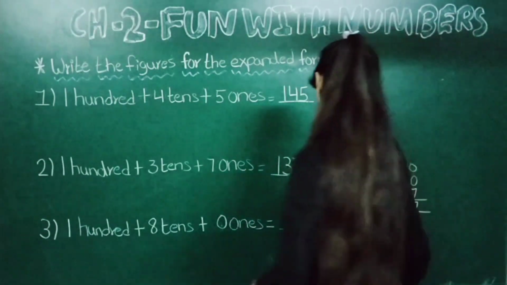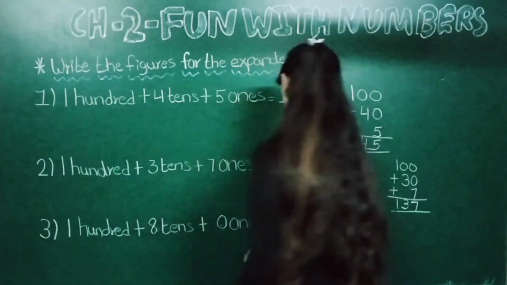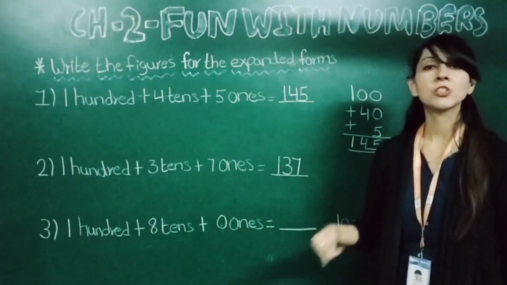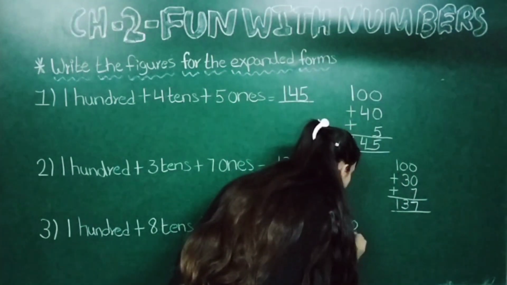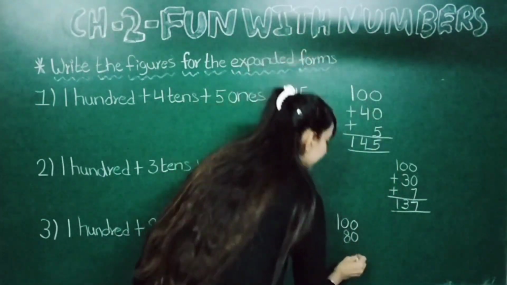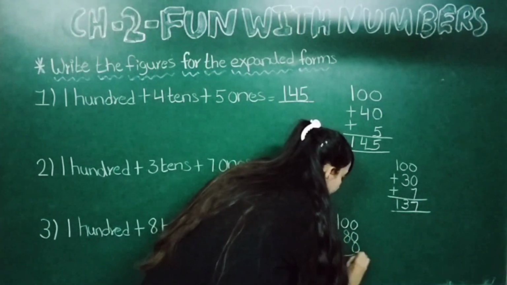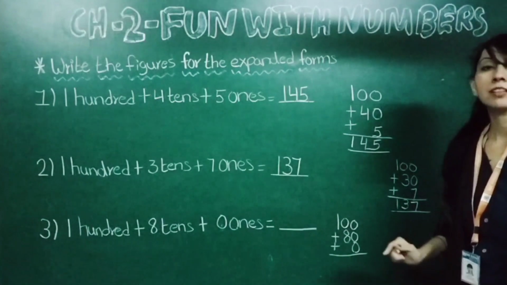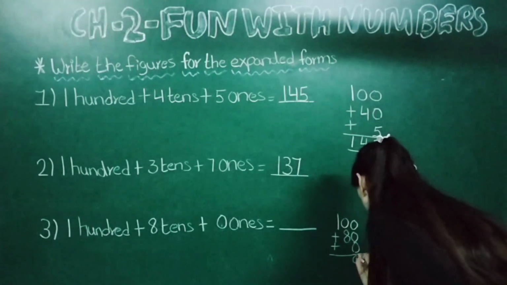Okay. Now let's see. See 100. Now what is written? How many tens? 8 tens. 8 tens is equal to 80. Yes. So here we will write 8, 0, 80. Now 0 ones. So here we will write 0. Yes. So we will add this. Now see 0 plus 0 plus 0. Yes, you will get 0 only. So here we will write 0.